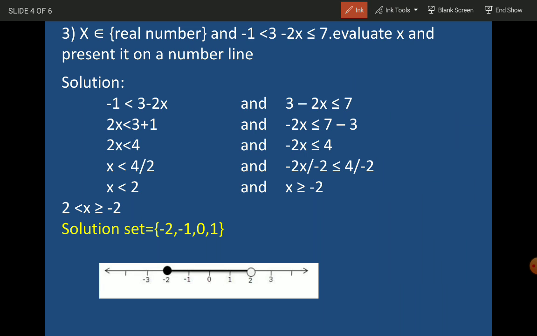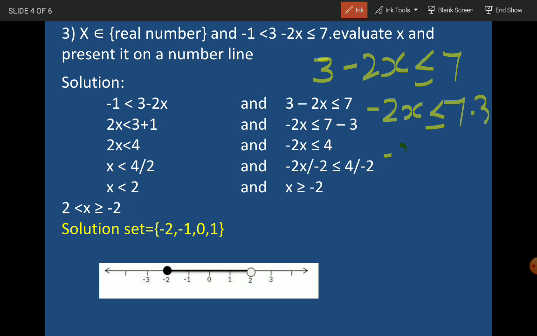Next section, that means 3 minus 2x less than or equal to 7. Here we are solving with 2x on the left hand side and we are transferring the constant value. That means plus 3 changes to minus 3. So minus 2x less than or equal to, both the signs are different, so we are subtracting, we get 4.